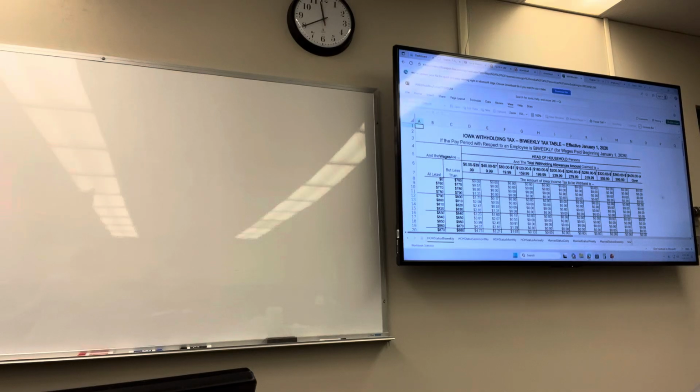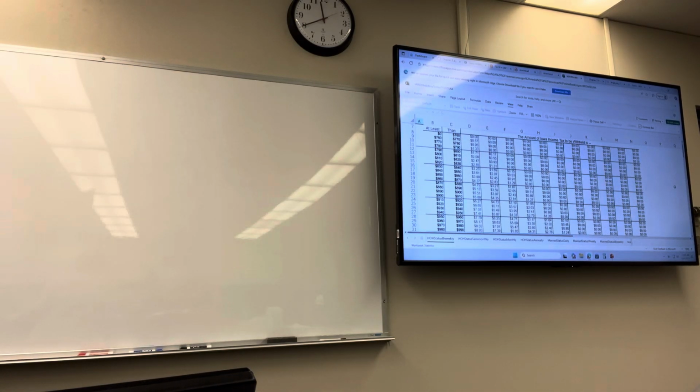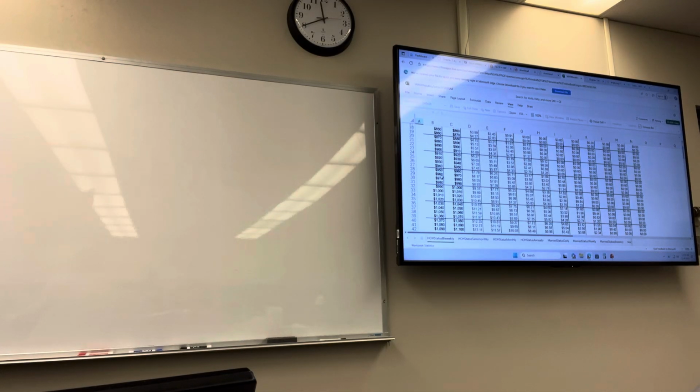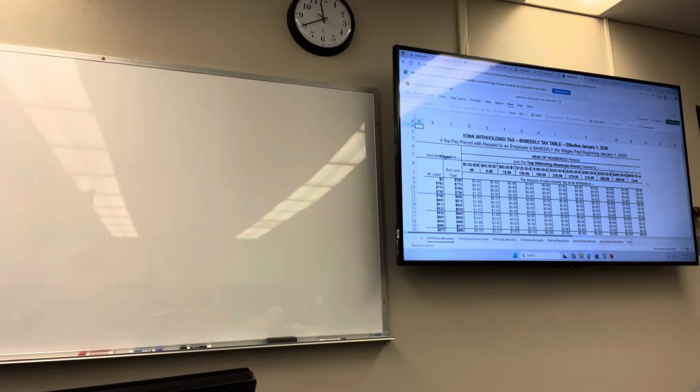So here we've got a biweekly table for 2026, actually. We would have to pull up the 2025 tables if we were using 2025, but this is the withholding amount. Taxable wages are over here to the left. We've got the filing status table, so we need to make sure we're on the correct table. This is for head of household. Up here, the total withholding allowances claimed.